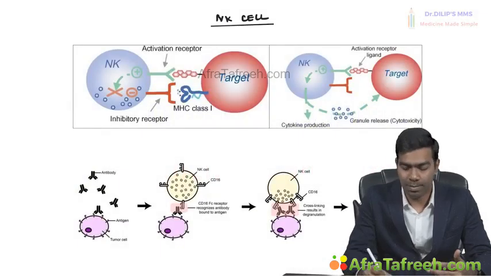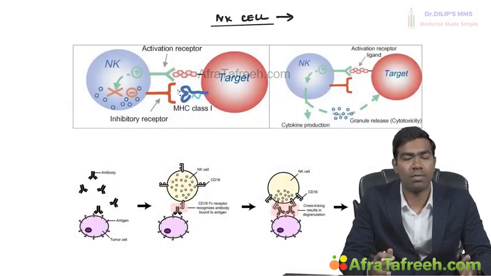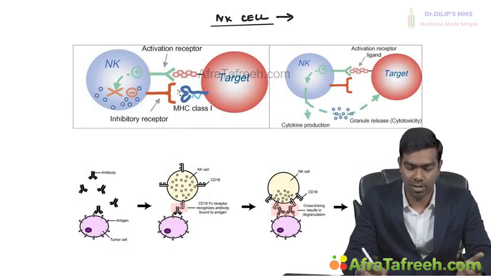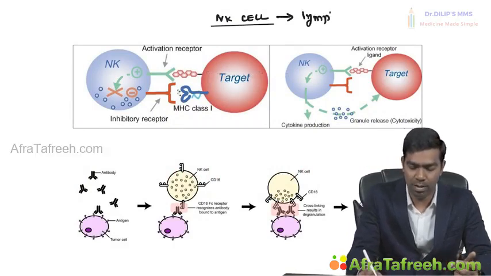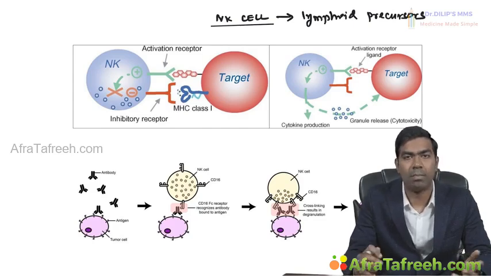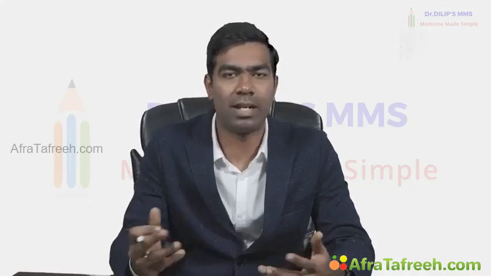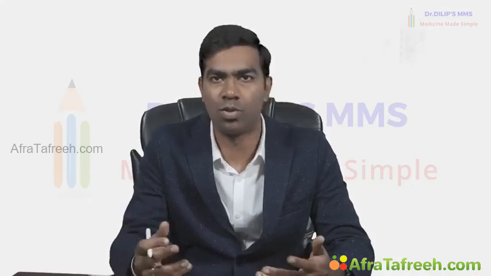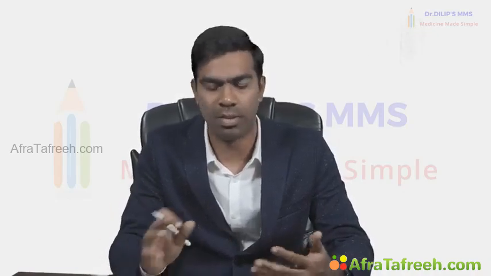So first of all, if you ask me where the natural killer cells are coming from, they are not coming from the B cell lineage as well as the T cell lineage, but they do arise from lymphoid precursor cells, which means they are from lymphoid lineage only. But the exact cell of origin and how they mature is clearly not understood. Even many immunology books do not give this exact mechanism of maturation and development of natural killer cells. But we know that these cells do exist.